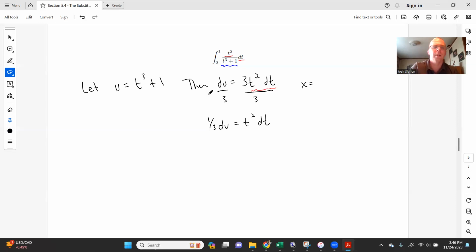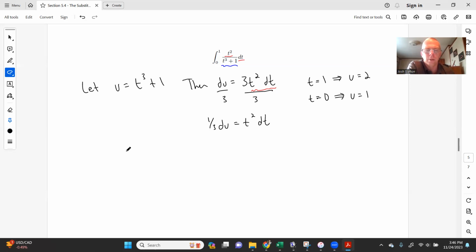So, whoops, we're using t, not x. The original integral that we're given, t goes from 0 to 1. Now we're substituting in the u, and u is t cubed plus 1. So if t is 0, what is u? u would be 0 cubed plus 1, so u would be 1. If t is 1, then u is 1 cubed plus 1, so u would be 2.